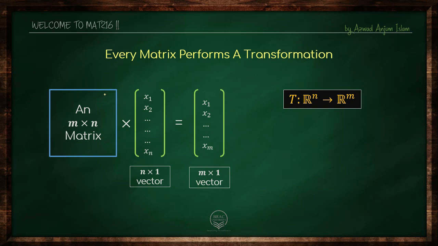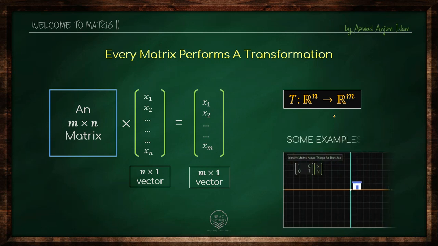For now, we are working with only square matrices. That means we are working with n by n matrices, so our input and output vectors are going to have the same dimension. Now let's look at a few more examples of how a matrix can transform a space.